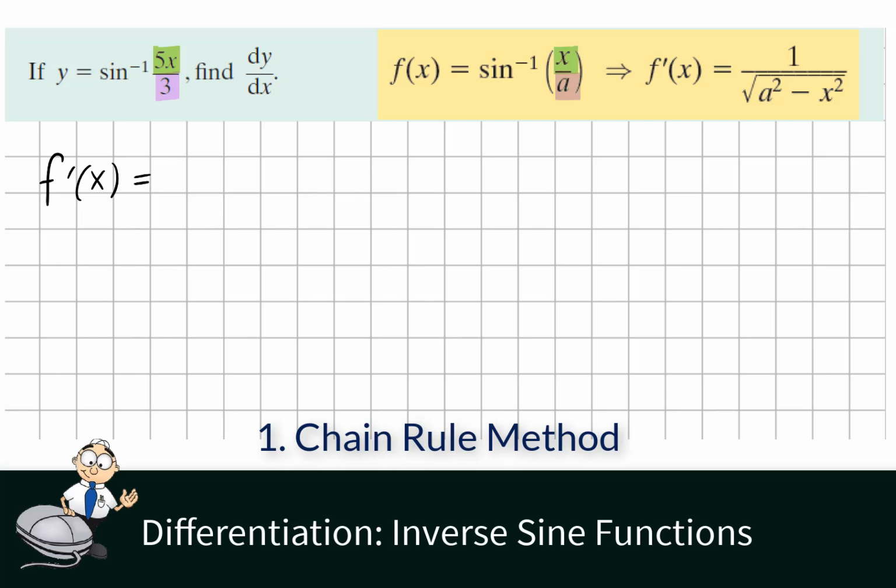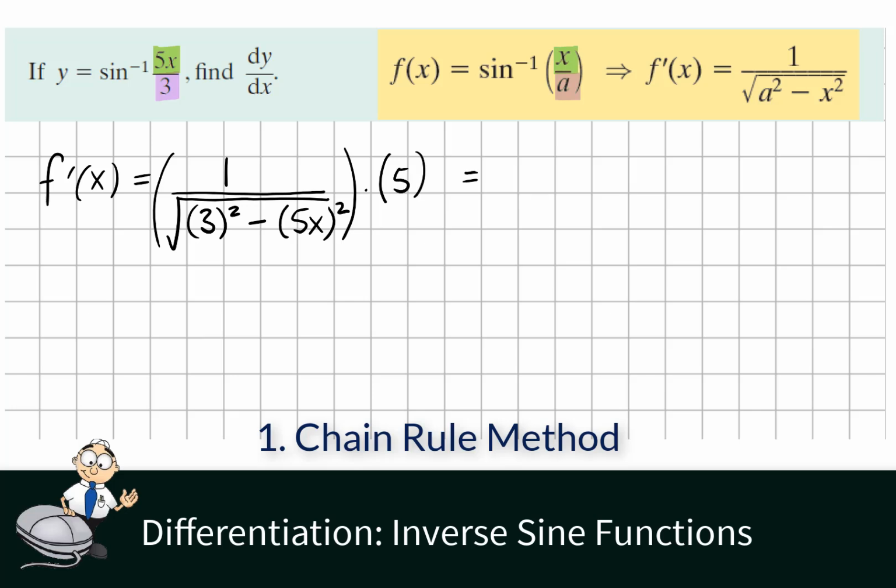So using the formula, it's 1 over the square root of a squared, so that's 3 squared, minus x squared, and we're calling that 5x, squared. And then we multiply this by the derivative of the inside, which is the derivative of 5x, which is 5.